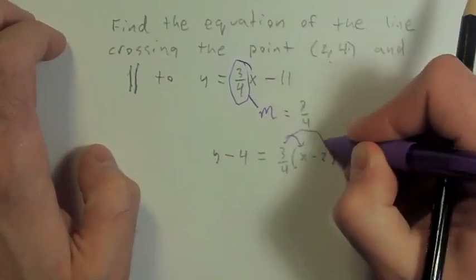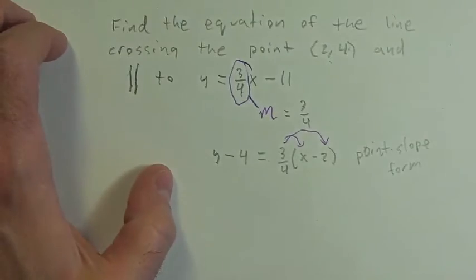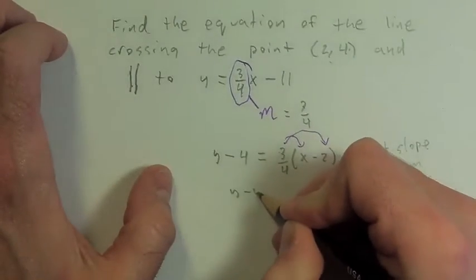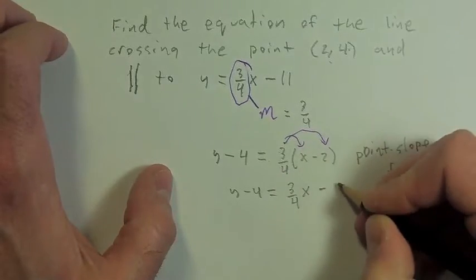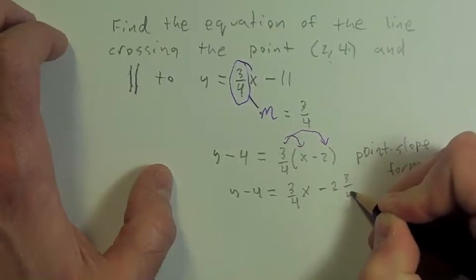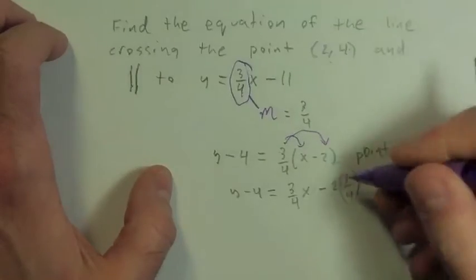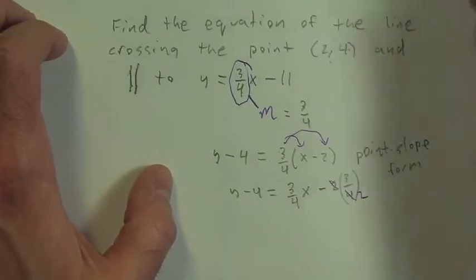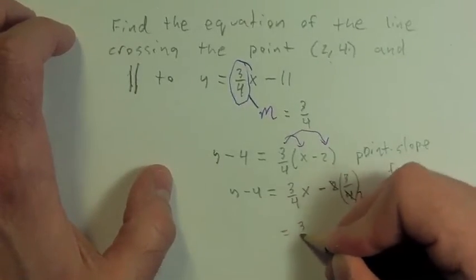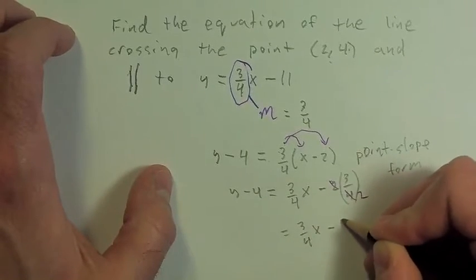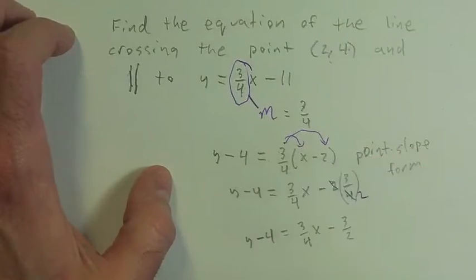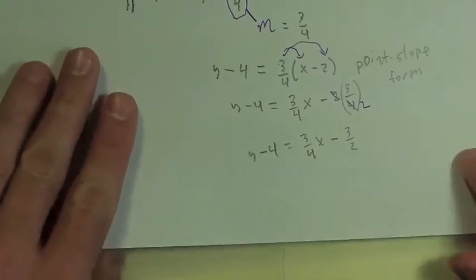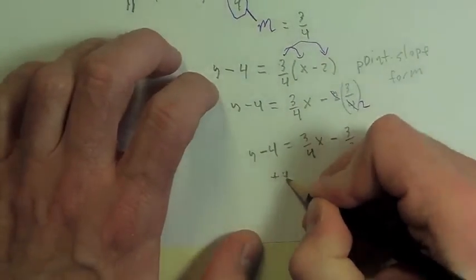And if we want to get to the y equals mx plus b version, we'll distribute and solve for y. Okay, so we'll get 3/4 x minus 2 times 3/4. Thankfully, the 2 and the 4 cancel a little bit, and we get 3/2. So we're going to get 3/4 x minus 3/2 on this side, and then y minus 4 on this side. And so we'll add 4 to both sides.